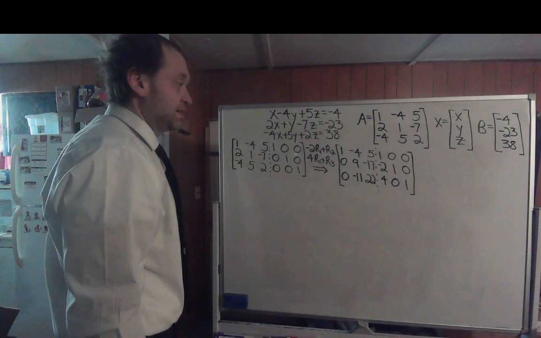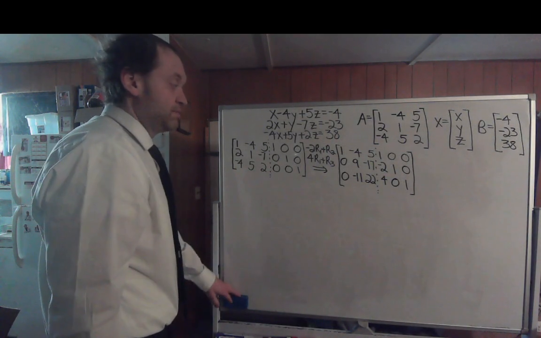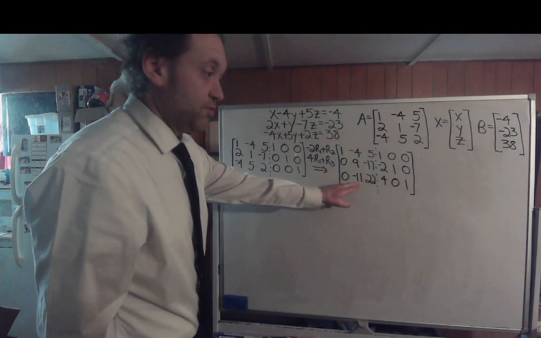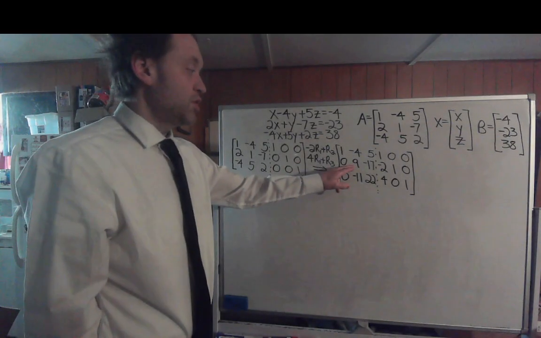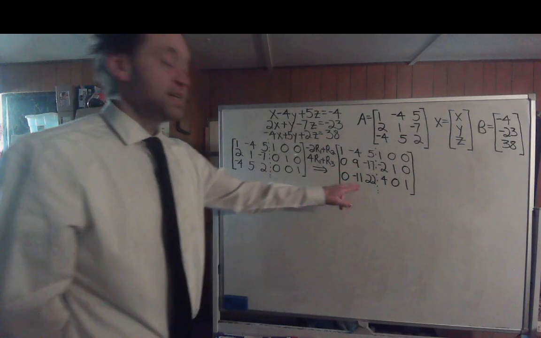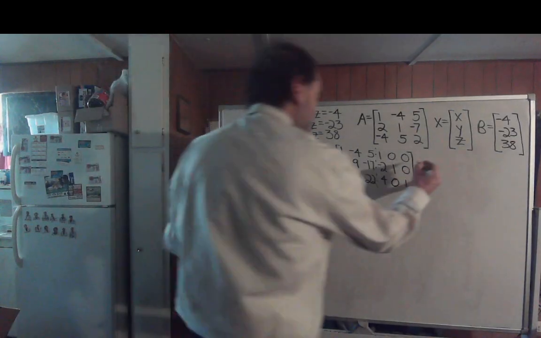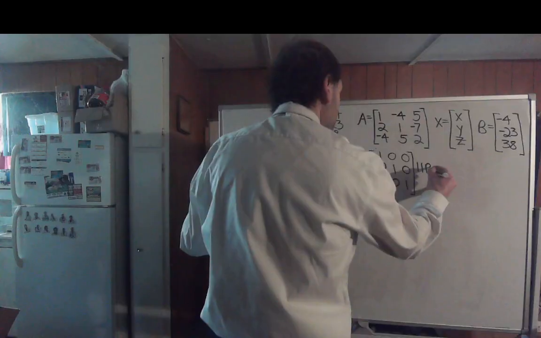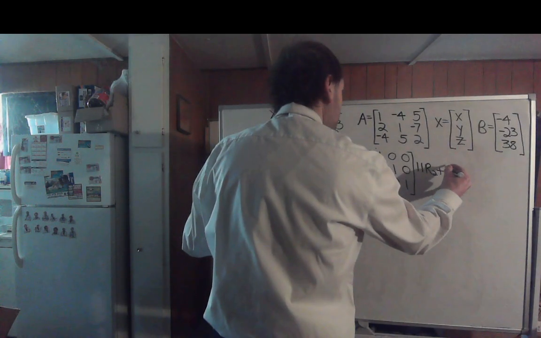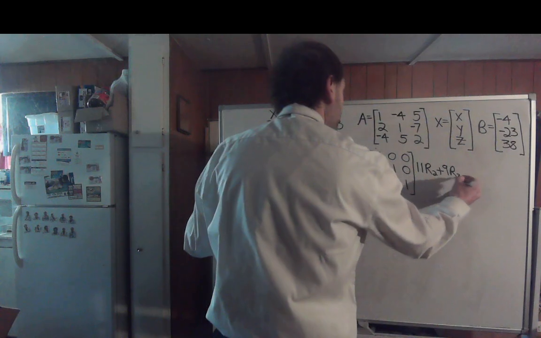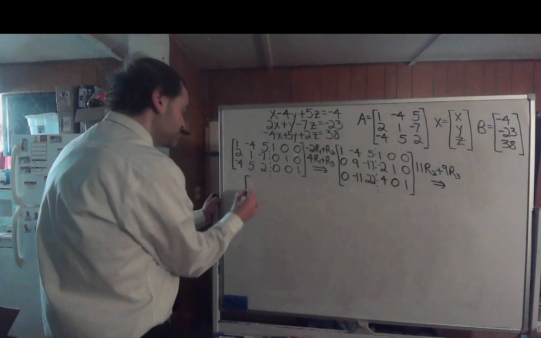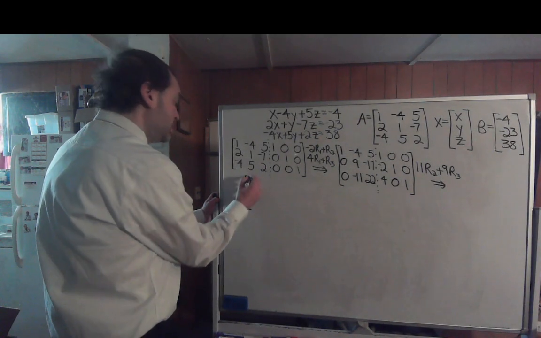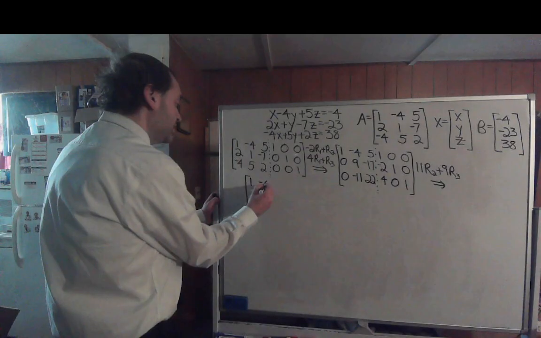Next thing I can honestly suggest is we should make the second digit in row 3 also a 0. Well, if I take 11 times row 2 plus 9 times row 3, I can make that happen. So 11 times row 2 plus 9 times row 3 will get me that second digit in row 3 becoming a 0. So row 1 stays left alone for now.